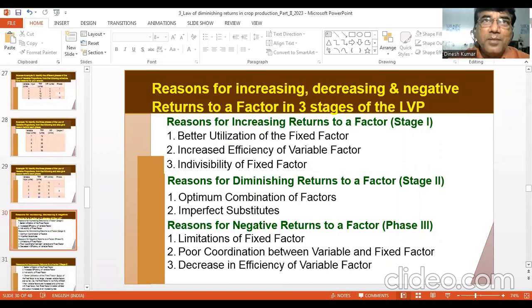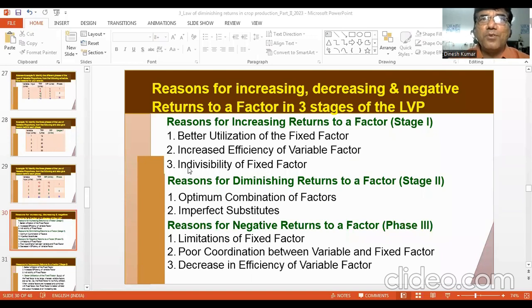To answer this is not a one-line answer. Sometimes you can get a detailed question on the reasons for increasing, decreasing, and negative returns to a factor in the stages of the law of variable proportion, or you can say law of diminishing return also. So, reasons for increasing returns to a factor in stage 1. Why is MP increasing? Because of better utilization of the fixed factor. Fixed factor is fixed, but here it is giving the maximum return. So better utilization of the fixed factor, increased efficiency of the variable factor.